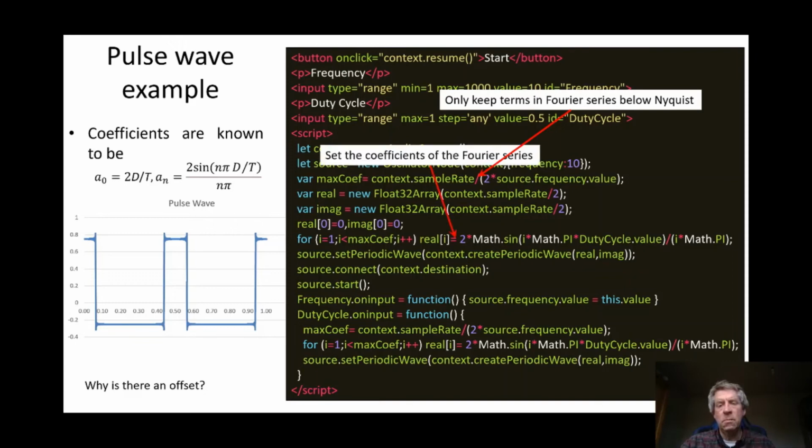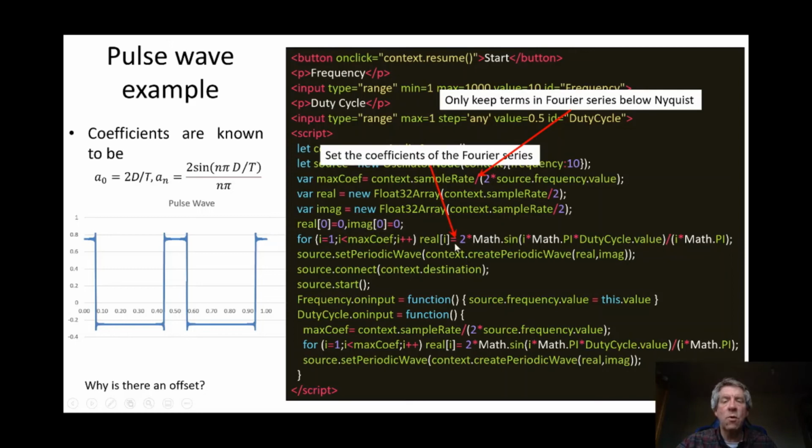Then we just have this line for setting coefficients. I haven't defined any of the imaginary coefficients other than saying that the first one is 0. And by the way, and this is important, when one generates a periodic wave, you have no control over it: the first real coefficient, real of 0, and the first imaginary are always 0. Even if I try setting them to other values, it will treat them as if they are 0. But here we set the coefficients of the Fourier series.